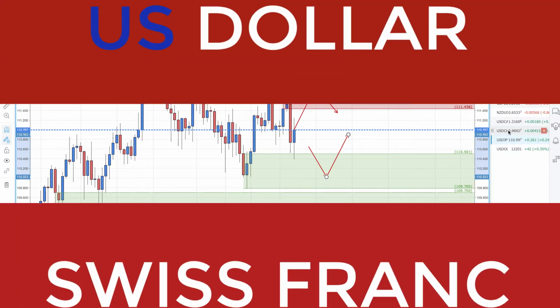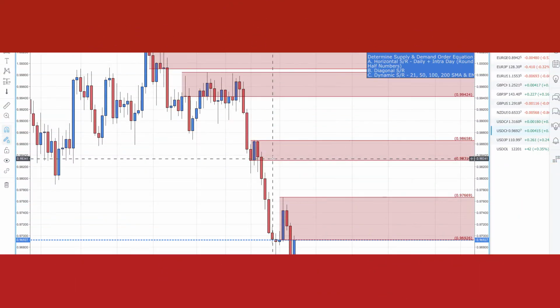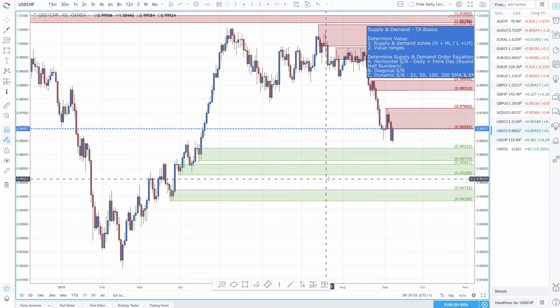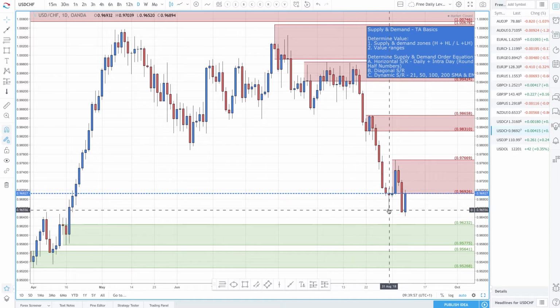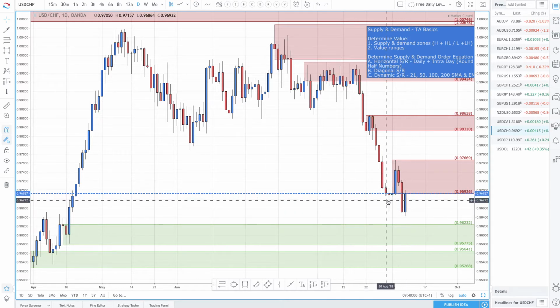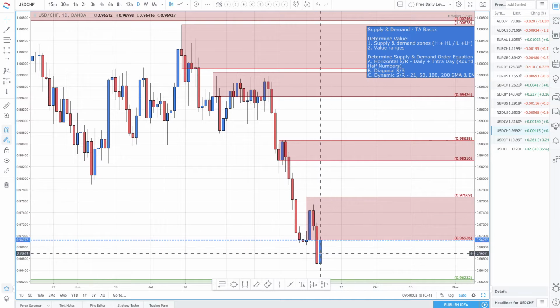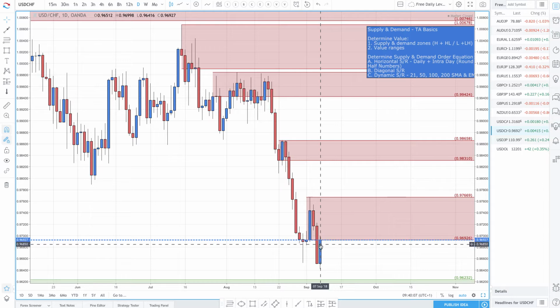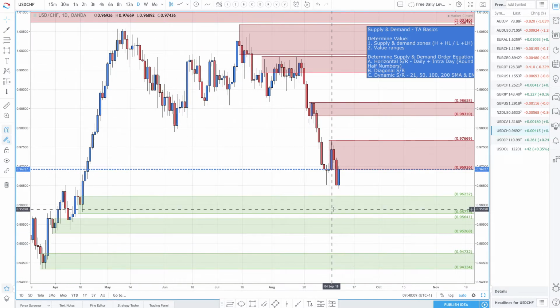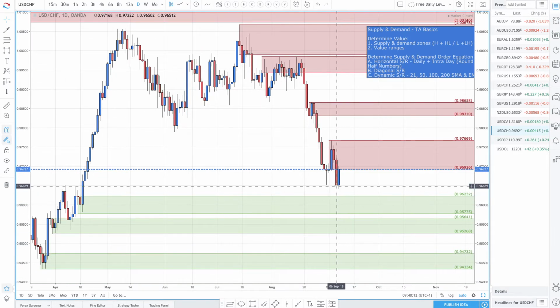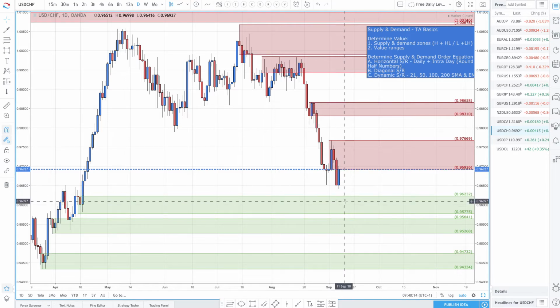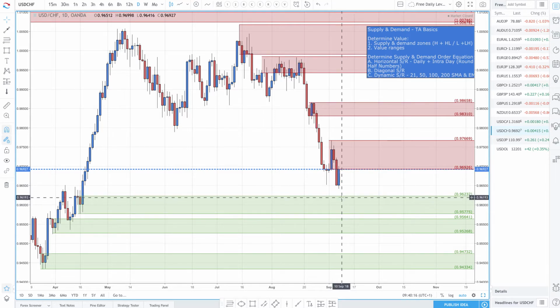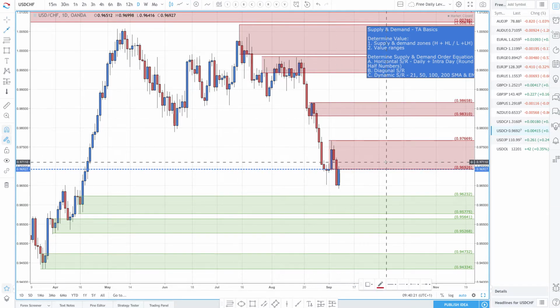So moving on to the dollar Swiss franc, it's like we're creating this double bottom type pattern, and again there's some bullish news for the dollar. So we're seeing some dollar strength at the moment. Prices didn't come down into this demand zone, which I was hoping it would. I really wanted to be a buyer within this demand zone.